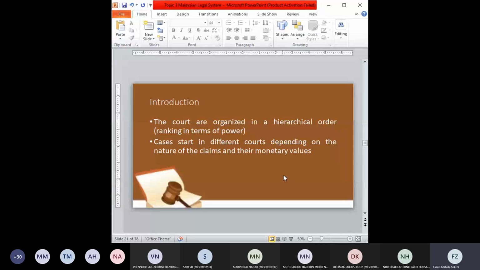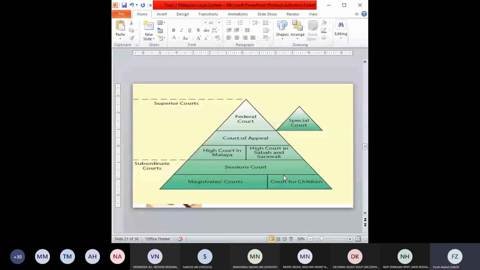It is organized in hierarchical order, and cases start in different courts depending on the nature of the claim and their monetary values. There are certain cases that must be heard for the first time in the High Court, and certain cases that can be heard for the first time in the Magistrate Court. Each court has its own power. The highest court in Malaysia is the Federal Court, which has the most power. Okay, so these are the levels of courts in Malaysia.